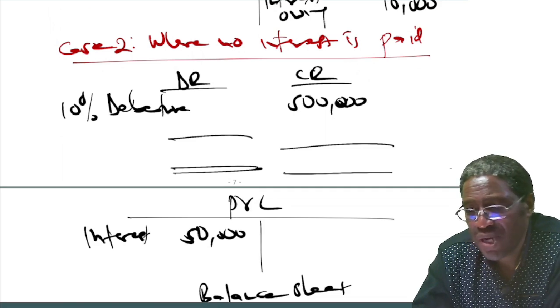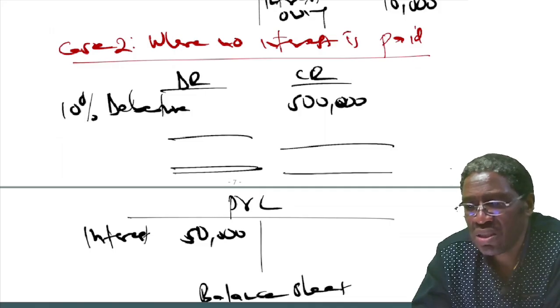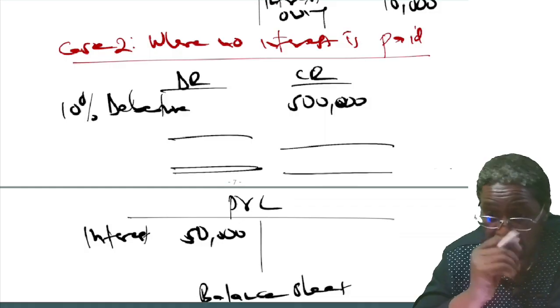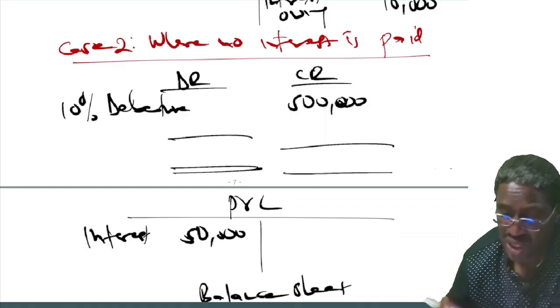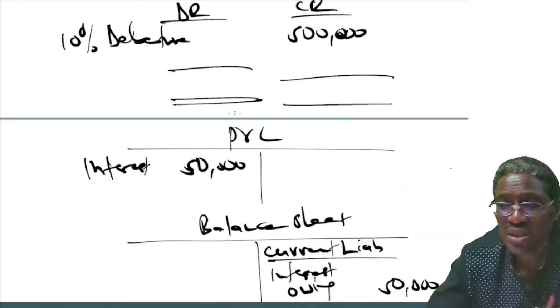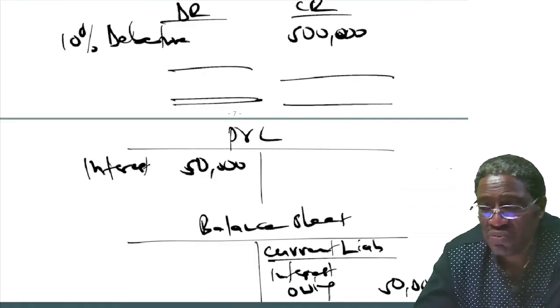Show like you're preparing a trial balance. In that trial balance, we have a 10% debenture amounting to 500. Then you show like you're closing that trial balance. Then show like you're preparing a P&L, a section of it. That is P&L, and you charge interest of 50.